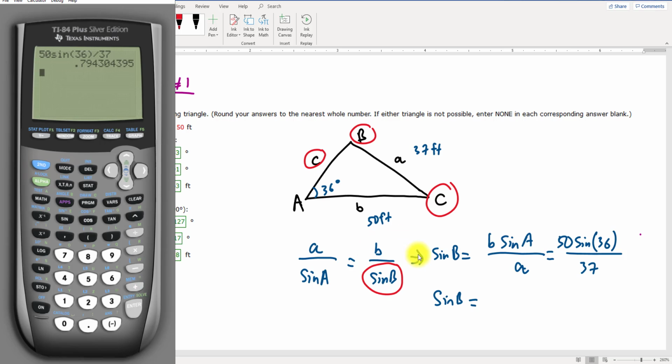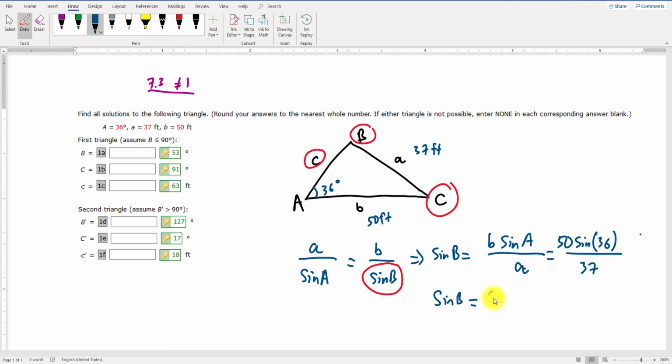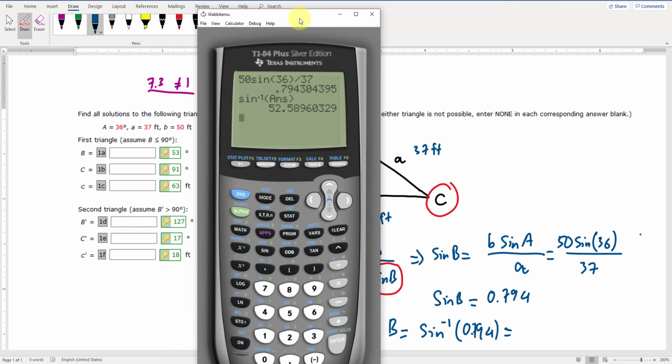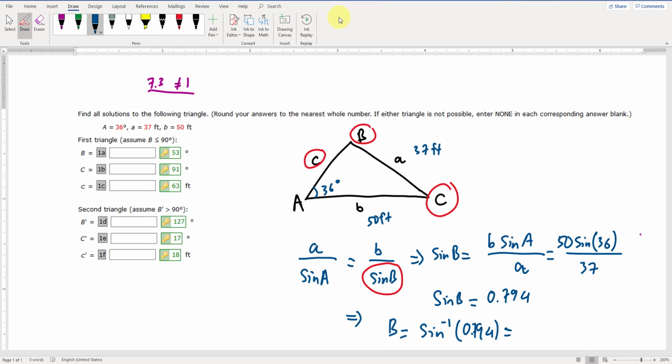That's gonna be 0.794, and I can solve for my B. It's gonna be the inverse sine of the answer. My inverse sine, that's angle B. And when I'm taking the inverse sine, I'm going to get 52.5, or I can round to 53. Okay, so that's gonna be 53 degrees for B.